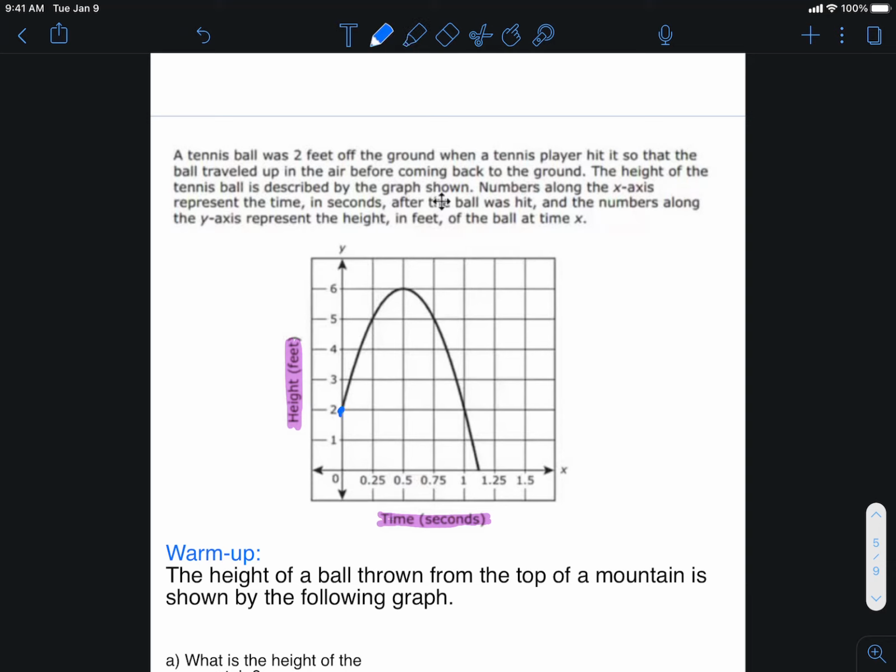This question is saying it gets hit 2 feet off the ground, okay? And then I'd probably say, I don't know, it takes 1.1 seconds to come back down to the ground. What was the maximum height that the ball reached? The ball would have reached 6 feet in the air. How long did it take to reach its maximum height? Half a second.